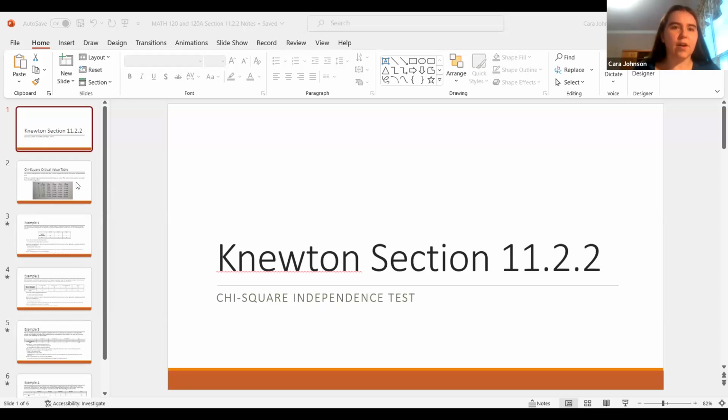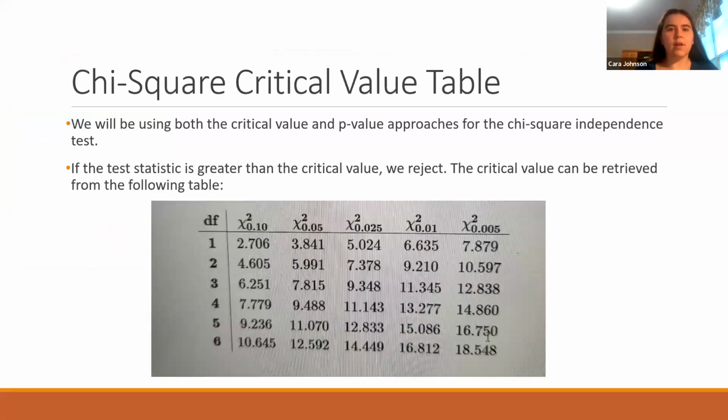All right, the first thing I want to talk about is the chi-square critical value table. When we do the chi-square independence test, we're going to be using both the critical value and the p-value approaches. The p-value approach is the same as we've been doing. For the critical value approach, if the test statistic you get from Rguroo is greater than the critical value, we reject, and we can get the critical value from this table here. I'm going to show you how to get the critical value from this table as we do our examples.